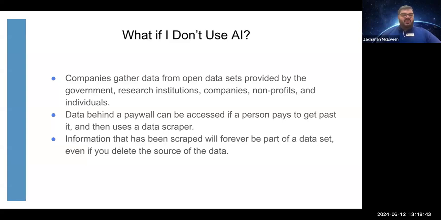So one thing that might be able to stop it is a paywall. It might stop a bot from being able to automatically gather it. But if a person pays to get past the paywall and then uses a data scraper, then they can still get that data. And then information that has been scraped will forever be part of a data set, even if you delete the source of the data. So if I post information online and it gets collected by an AI and used to train it, even if I take it down, even if I delete it, it's still going to be part of that AI, that data set. It's not going to get rid of that.